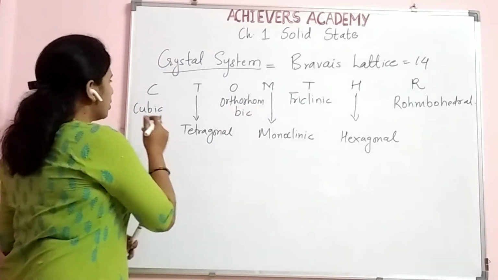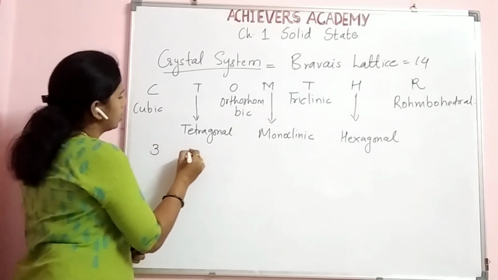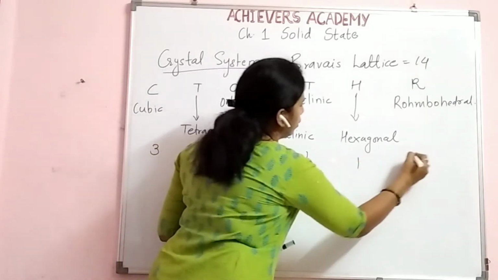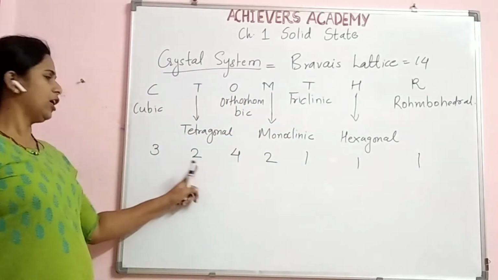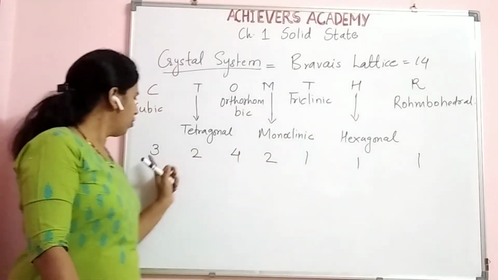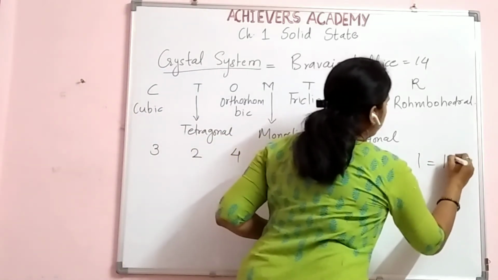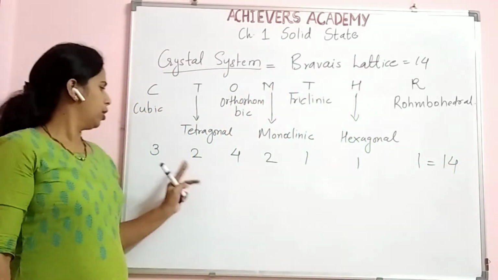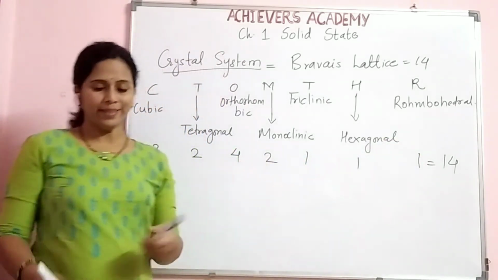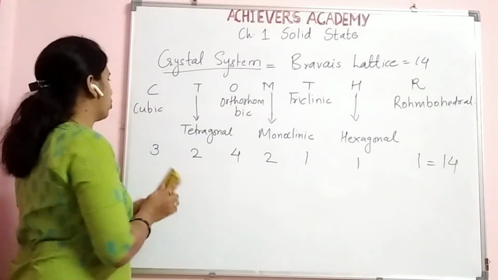So I'll suggest one number for you to understand: 32421111. What is it, students? 32, 42, 111. If we add these numbers, it is equal to 14. Understood? 3, 2, 4, 2, 1, 1, 1. So it is equal to 14. Now let's see the different crystal lattices, that is, the 14 crystal lattices we are going to see.